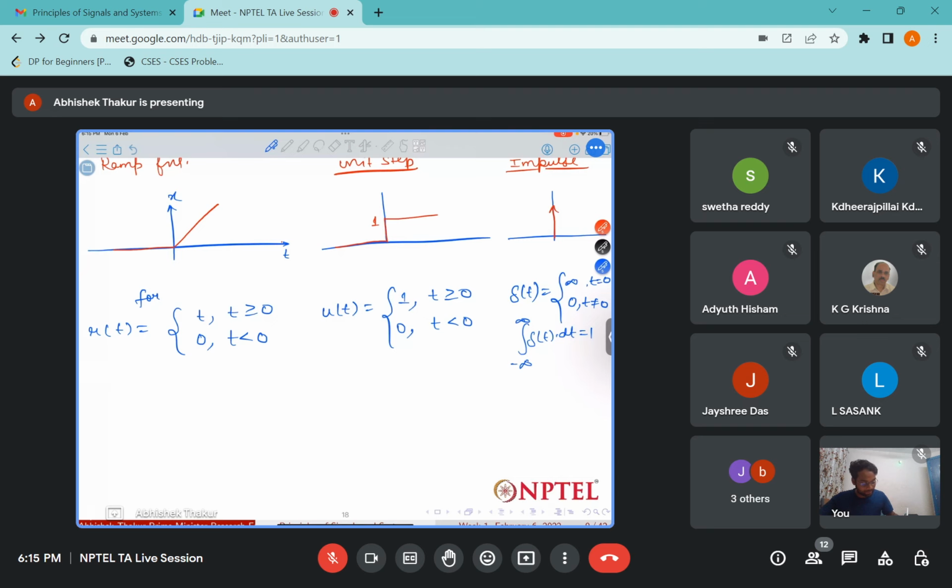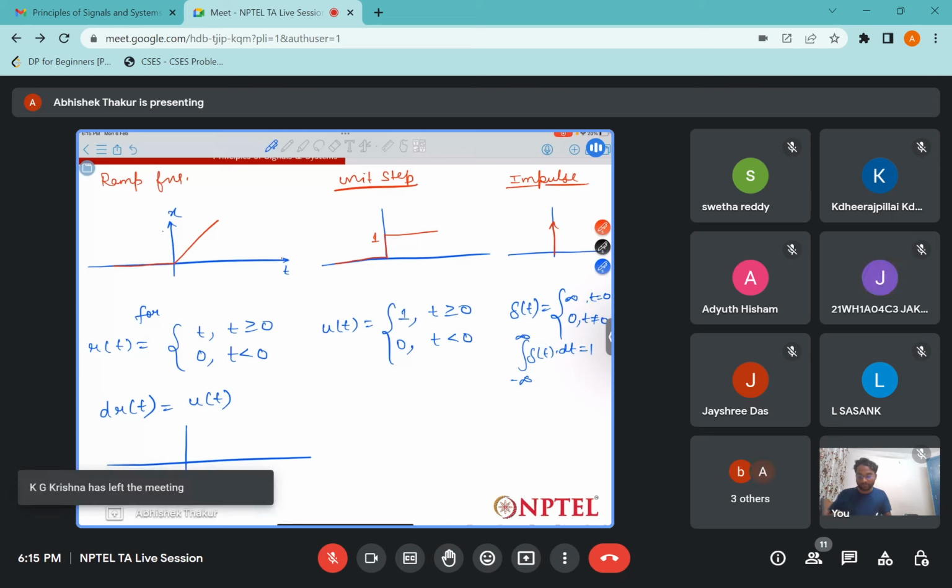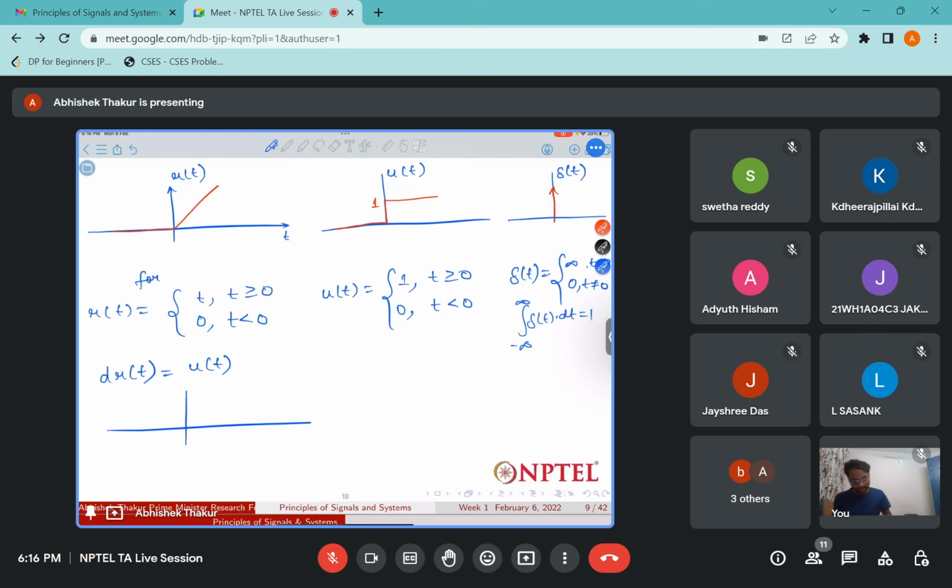Okay. So now you see, when you take the derivative of r(t), what will you get? You will get u(t). How? Let's check. When you take the derivative of r(t), that is the ramp function, this is our r(t), this is our u(t), and this is our del t. So the derivative of ramp is u(t).